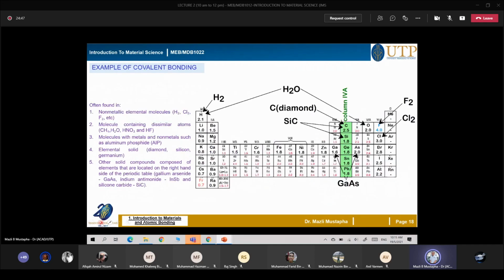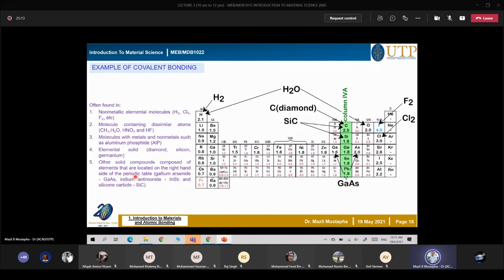Don't worry, there is an example of it later on, so that we understand more. This is, as I mentioned, an example of covalent bonding. It normally occurs in hydrogen gas, chlorine gas, and fluorine gas. Somehow molecules containing dissimilar atoms like methane just now, water, nitric acid, or hydrofluoric acid, all these form covalent bonding as well.